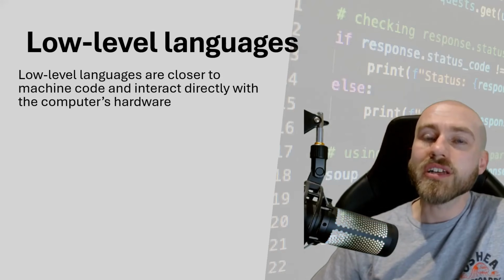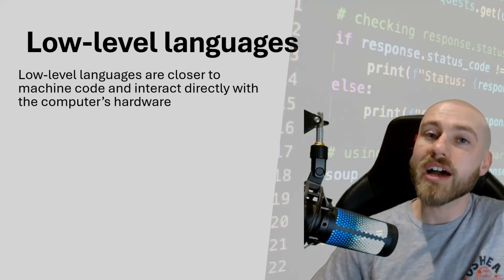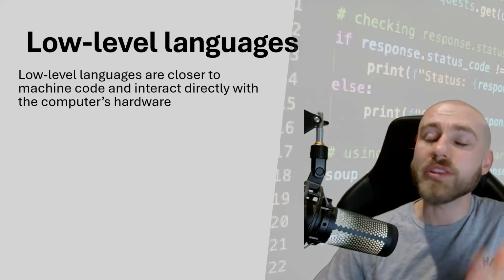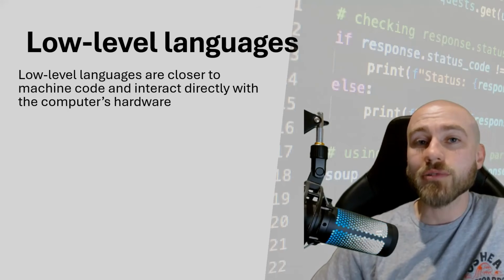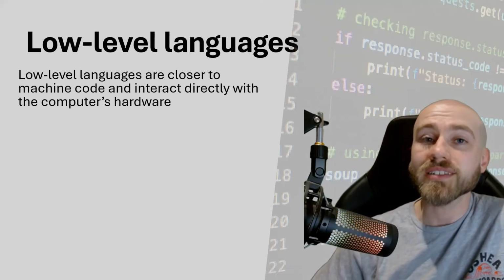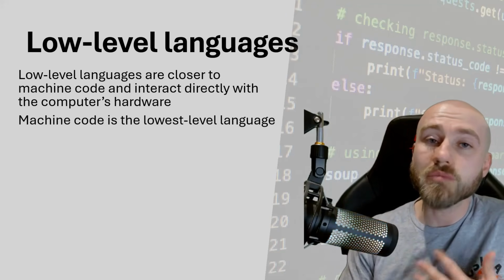Low-level languages are closer to machine code, or they are machine code. And a big bonus of that is it means that it can interact directly with the computer's hardware. If you were asked on your exam for an advantage of low-level language, you could use that as one of the advantages. As I mentioned earlier, machine code is the lowest level of language, which is just binary.